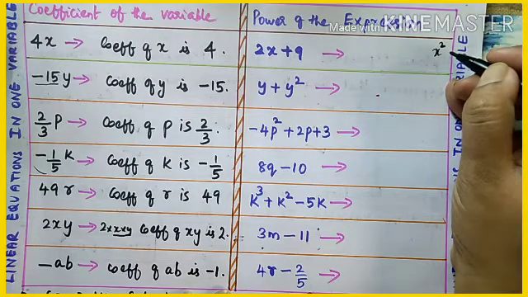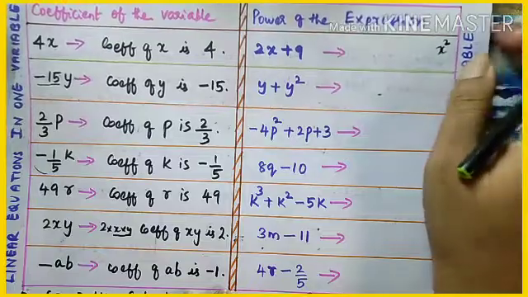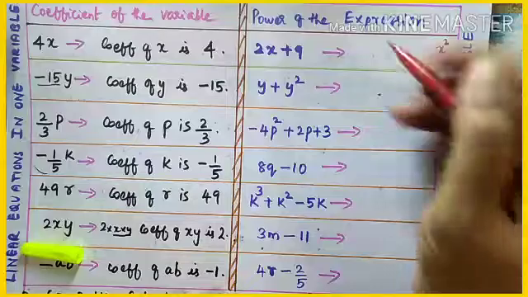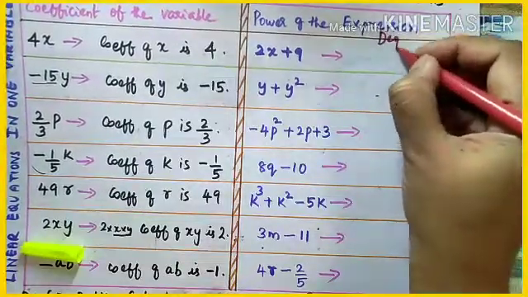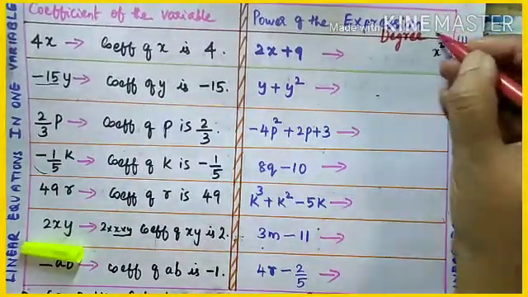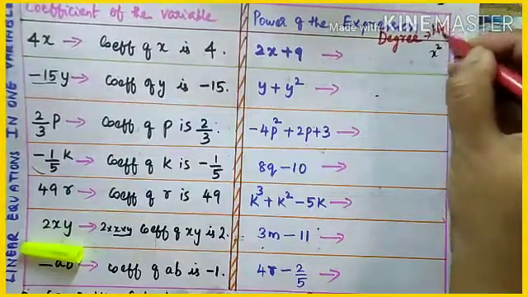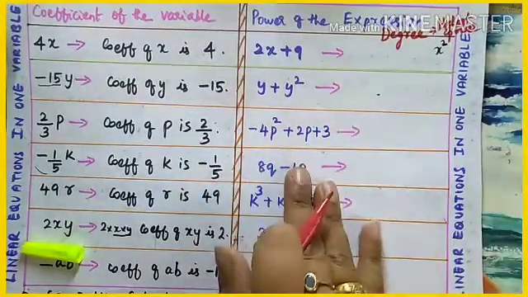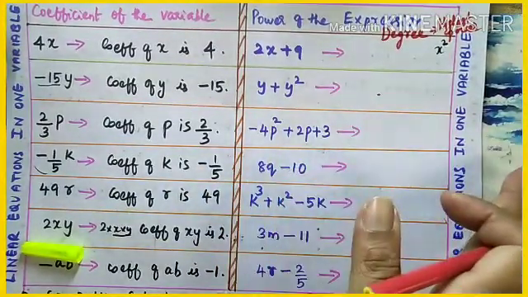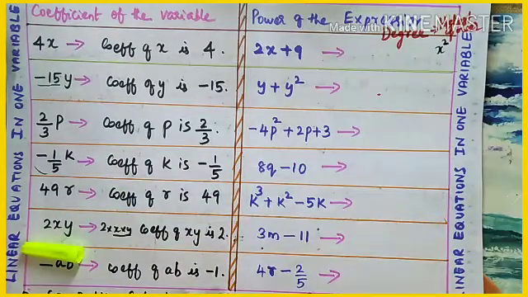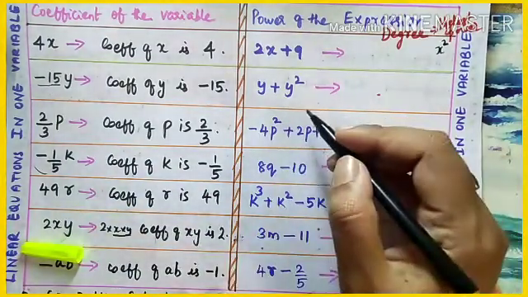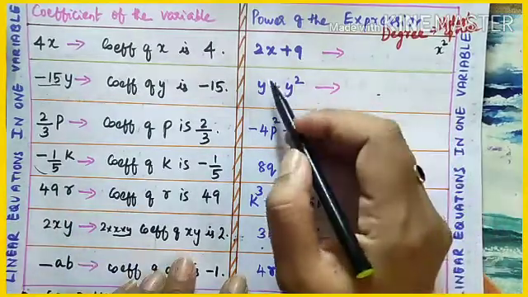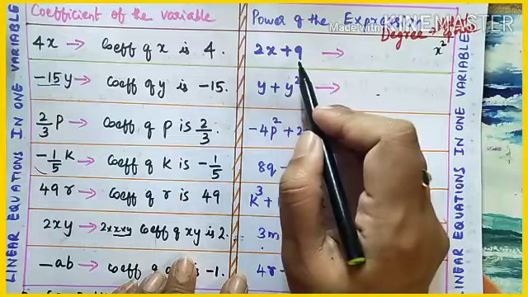So power of the expression, and power has one more name, that is degree. Degree means highest power. We will learn that after studying this power of the expression, then we will go to the degree. Okay, no problem. So let us just recall how to find the power of the expression. Here I have written 2x plus 9 as an expression.